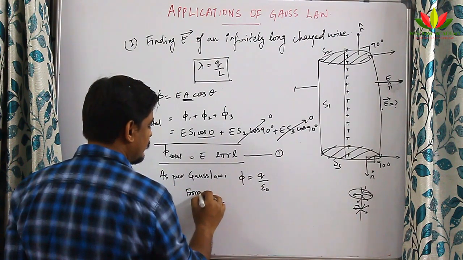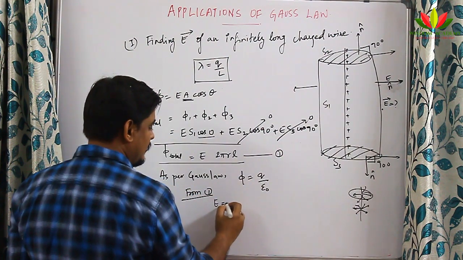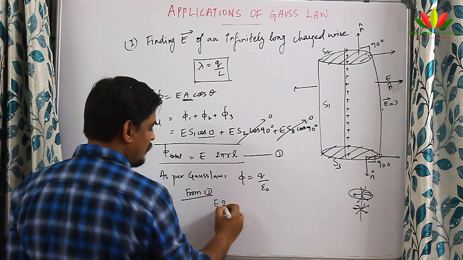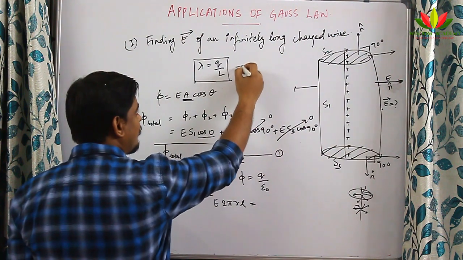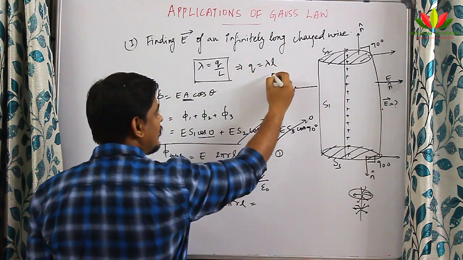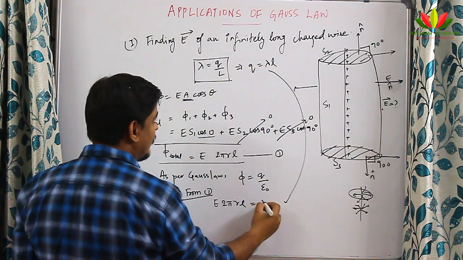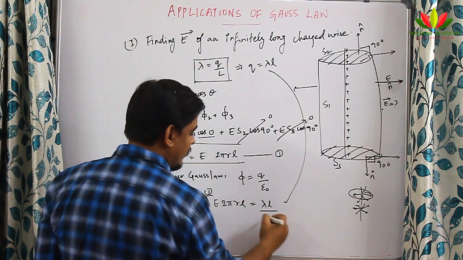From 1, E into phi, which is 2 pi r L, E 2 pi r L is equal to, instead of q I can write q is equal to lambda into L. I will substitute here. So, I will write lambda L by epsilon naught.